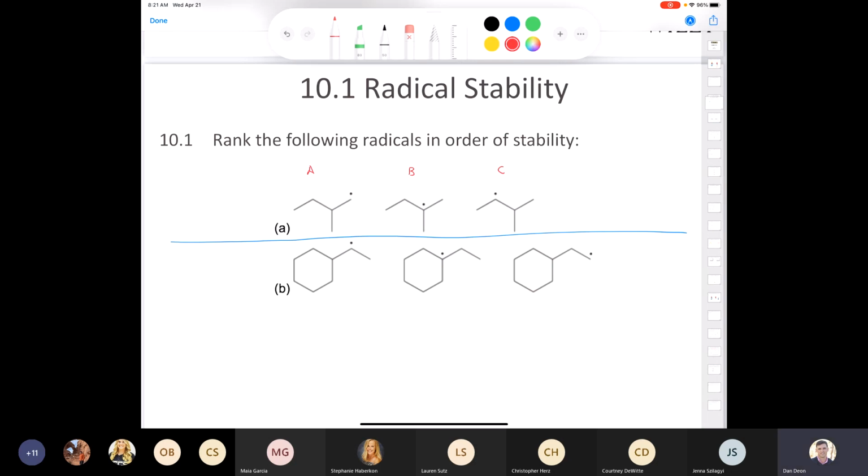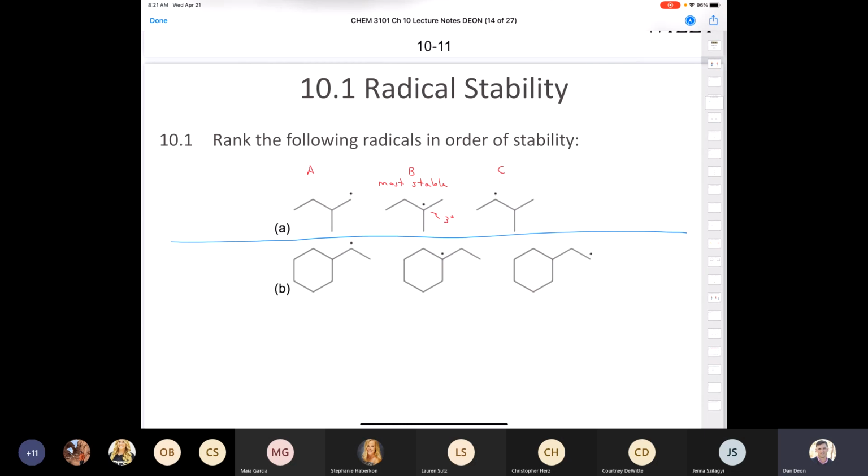Which one would be the most stable? Would it be A, B, or C? Yeah, thanks, Josh. Thanks, Chris. It's B, right? B would be the most stable. Why don't I just write above it? Call this most stable, because this is a tertiary radical.